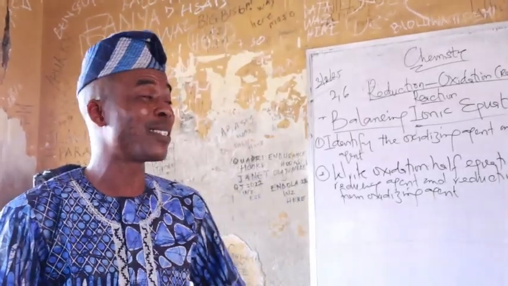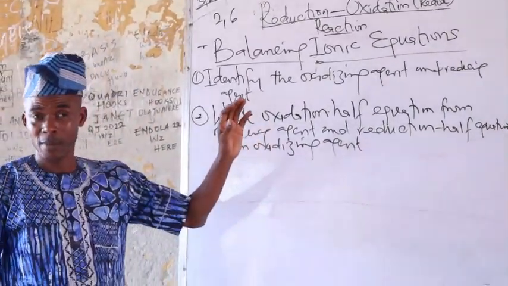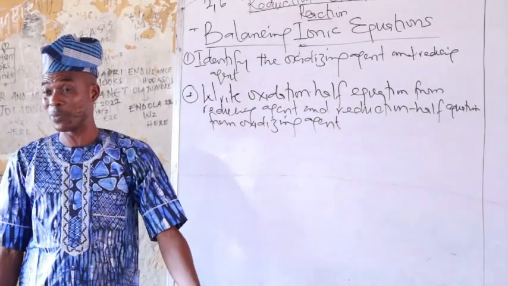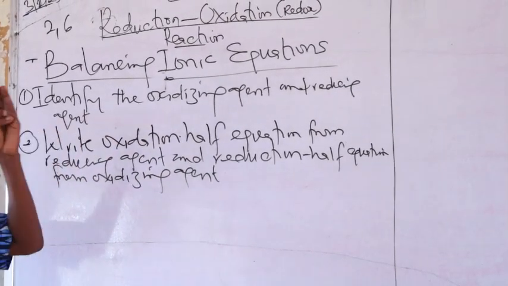How will you know the one that will undergo oxidation or the one that will undergo reduction? Once you have identified oxidizing agent, you know oxidizing agent will undergo what? Reduction, while reducing agent will undergo oxidation.